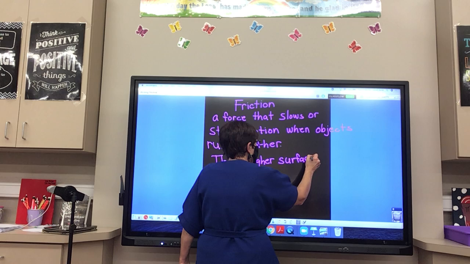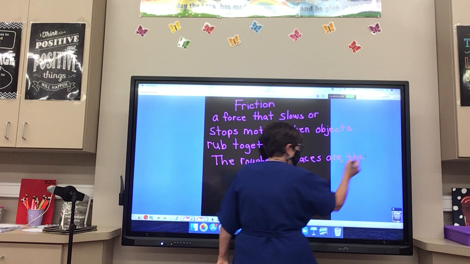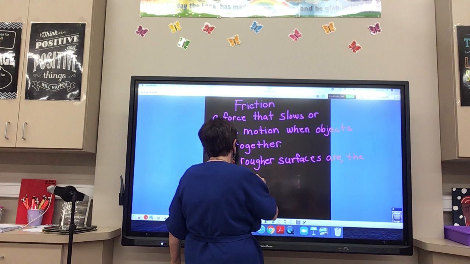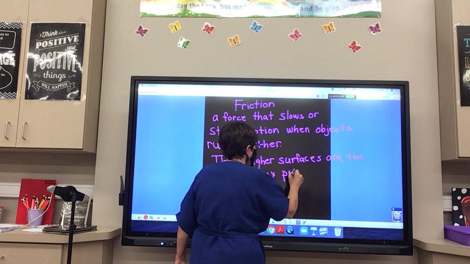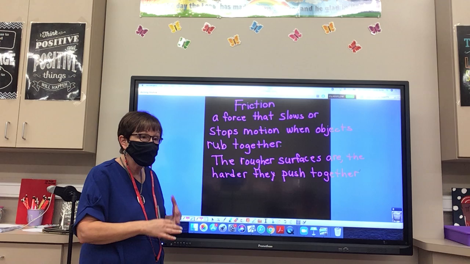Okay, so the rougher the surface, or the surfaces are, the harder. I gave you the clue, sorry, I gave you the answer, the harder they push together. I know, I give you another one, but the harder they push together. This is something we haven't discussed a lot, so this is like new info for you.